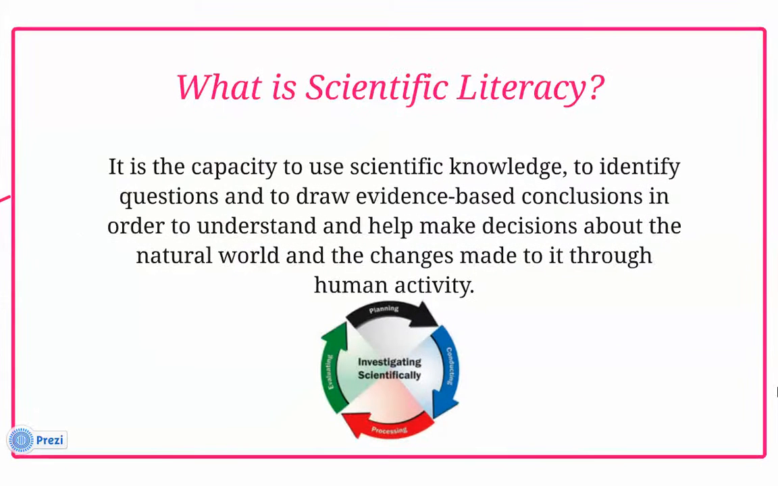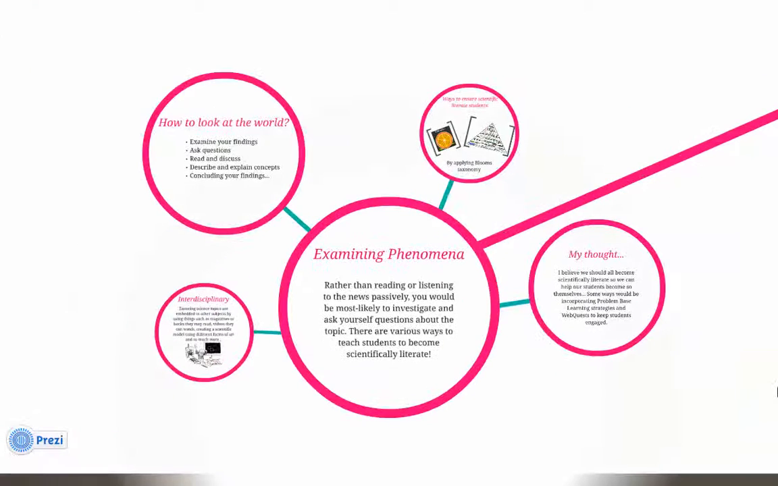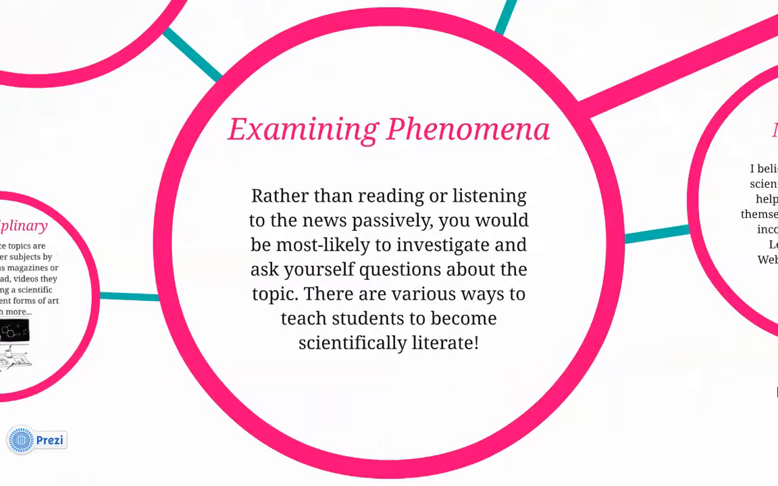What is scientific literacy? It's the capacity to use scientific knowledge and identify questions to draw evidence-based conclusions in order to understand and help make decisions about the natural world and the challenges made to it through human activity. So rather than listening and reading news passively, you would be more likely to investigate and ask yourself questions about the topic. There are various ways to teach students to become scientifically literate.